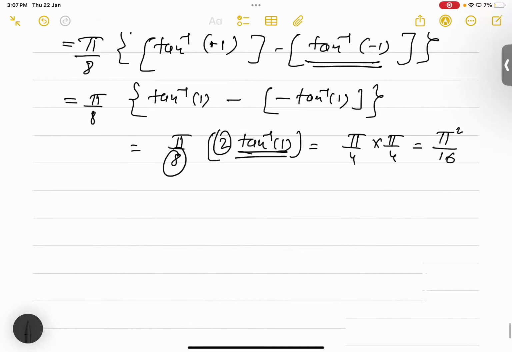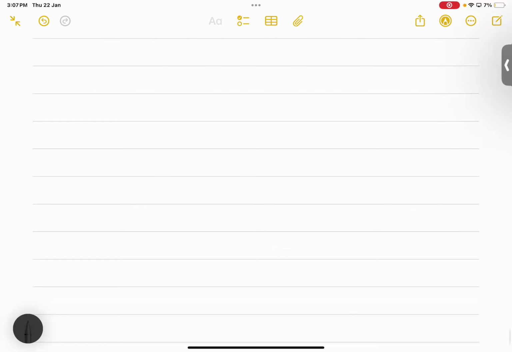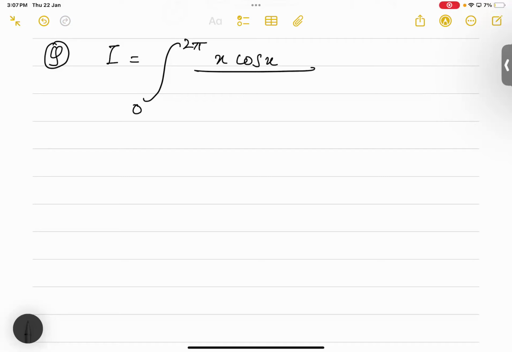Yes, go ahead. Okay, so the next problem: integration 0 to 2 pi. This time it is 0 to 2 pi, okay? x cos x upon 1 plus cos x. Now they give you 0 to pi, 0 to pi by 2. Randomly, they don't give you anything. There is a logic behind it.